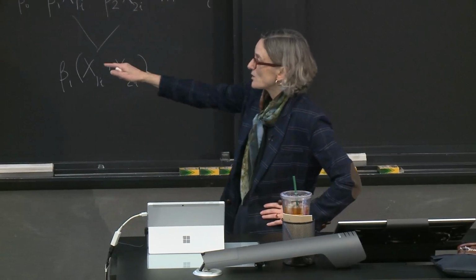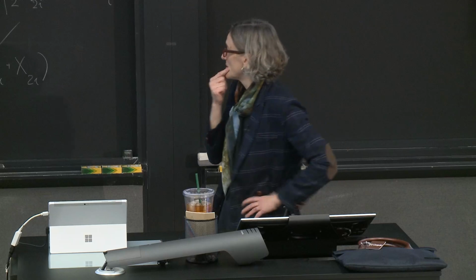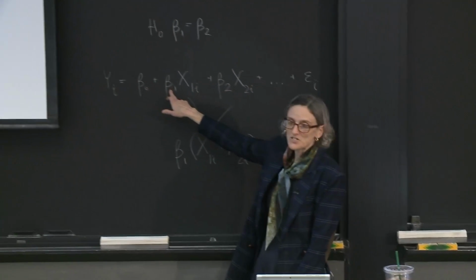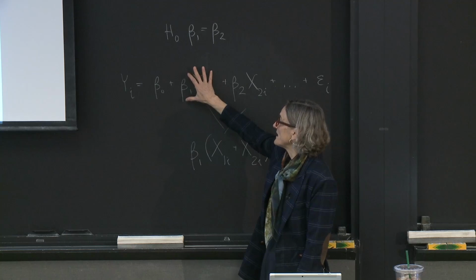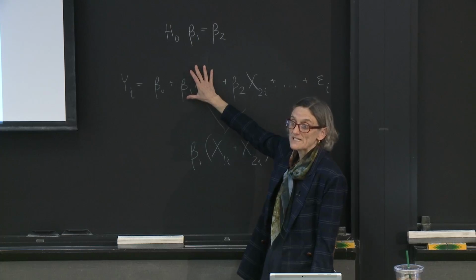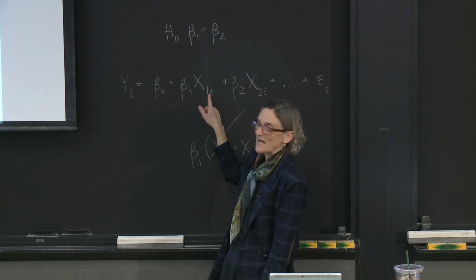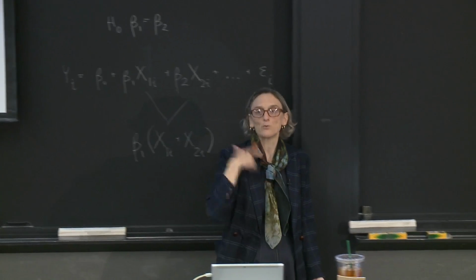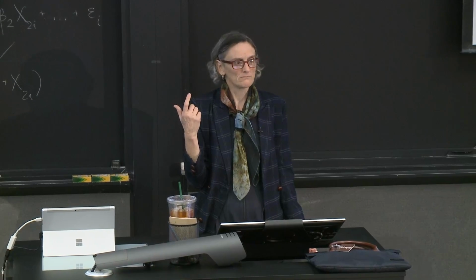Okay. What if the restriction is that some beta is equal to a constant c? How do we impose that restriction and then re-estimate the restricted model? Well, let's suppose this is just a constant. So we impose that this one's equal to a constant. Then there's no parameter in this term that we need to estimate under the null. So we just subtract the constant times x1 from the dependent variable and rerun that regression. And that's our restricted regression. Okay? Does that make sense?